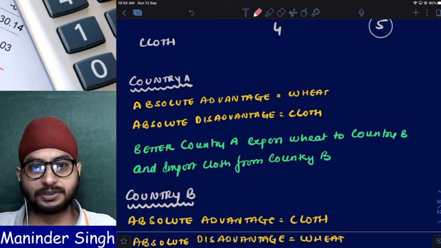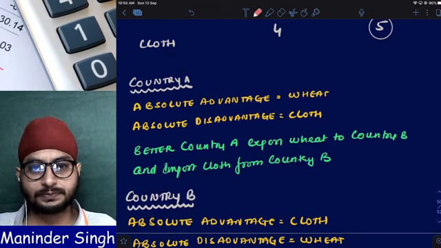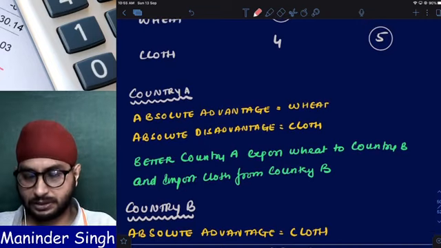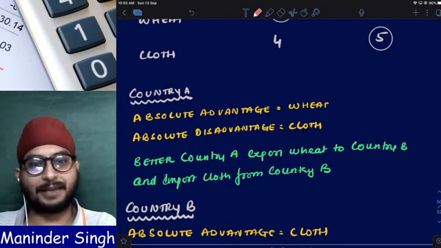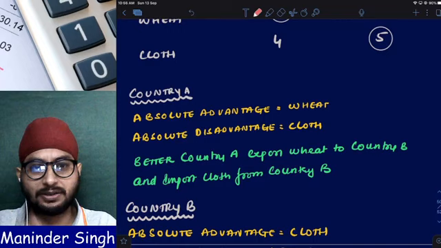Anyone having any doubts as of now? I hope it is clear. So tomorrow we will see how country A is at an advantage and how country B is at an absolute advantage in wheat and cloth respectively.